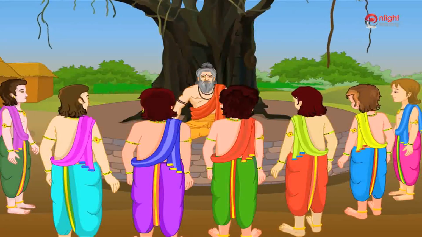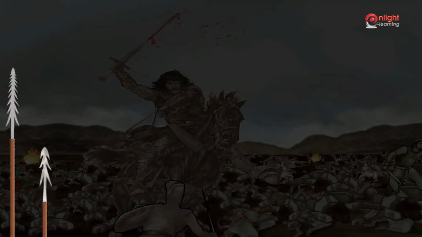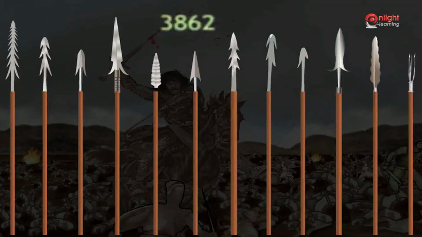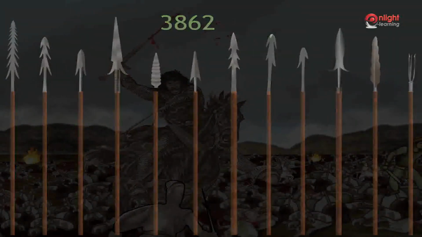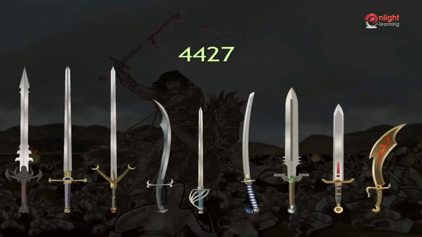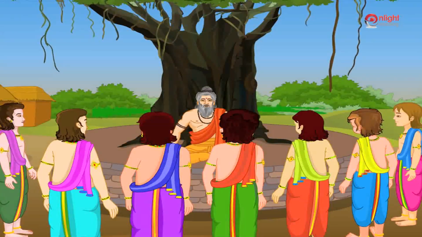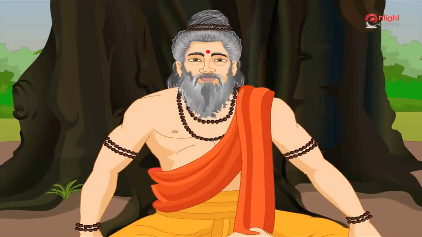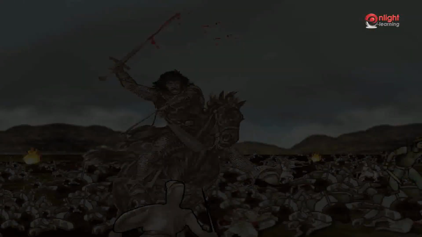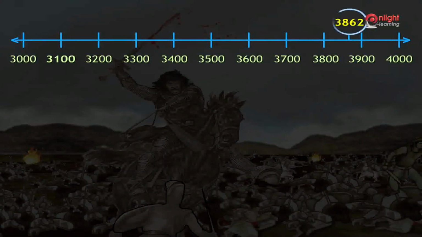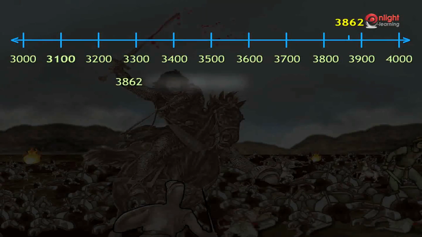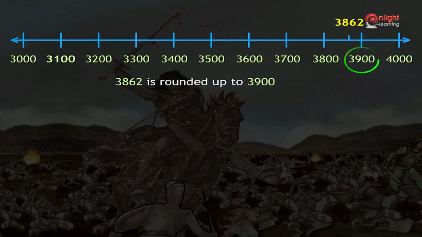Here is one situation. If number of spears needed for the battlefield is 3,862 and number of swords needed is 4,427. In this situation, we need not find the actual total. We can round off the numbers to nearest hundreds and find the total. We know 3,862 is closer to 3,900. So 3,862 is rounded off up to 3,900.